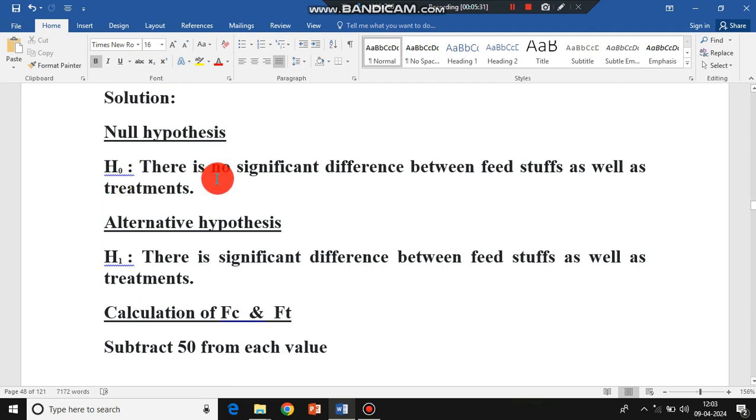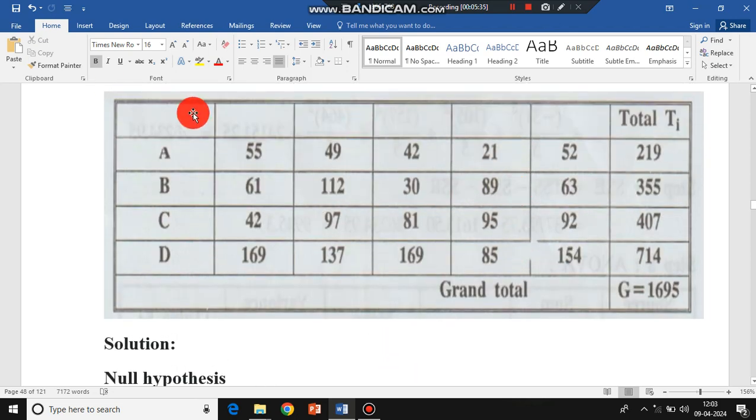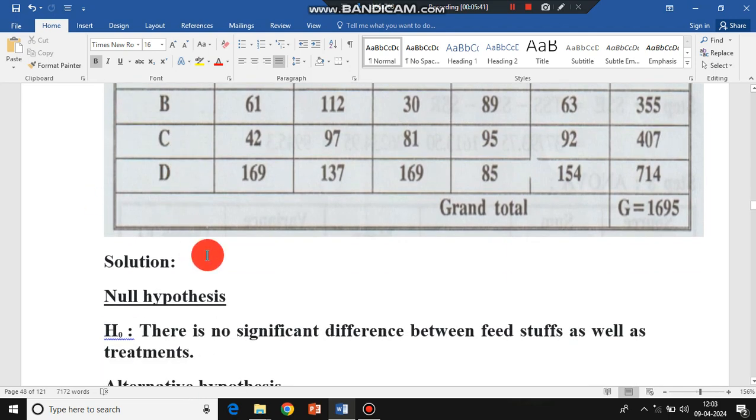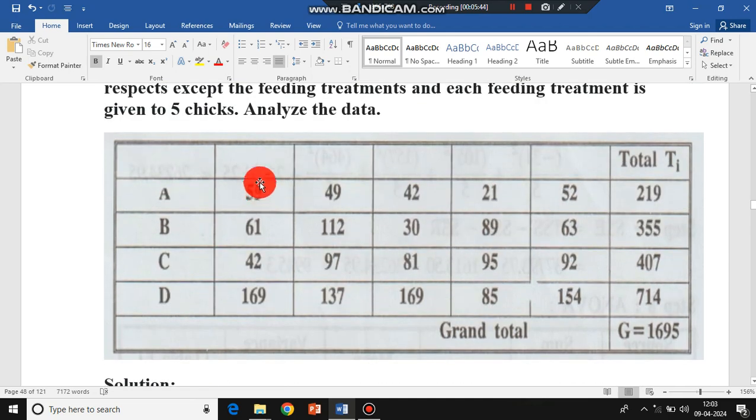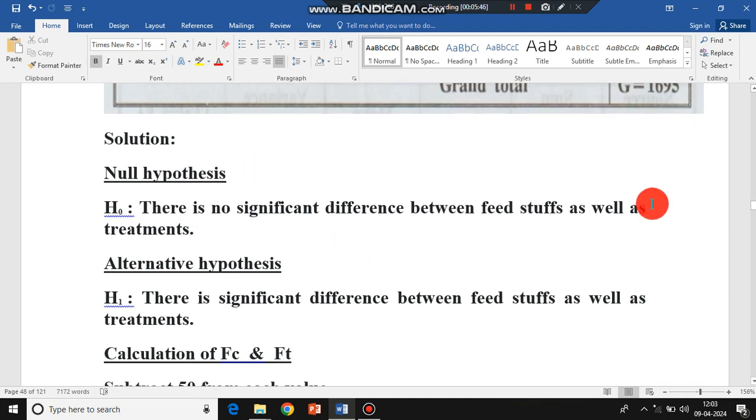So there is no significant difference between feedstuffs as well as treatments. There are 5 treatments here, and the feeds A, B, C, D, the feedstuffs. So we assume that there is no significant difference between feedstuffs as well as treatments. It is a two-way analysis, therefore we must take both variables: the column variable, the treatments, and the row variable, the feedstuffs.